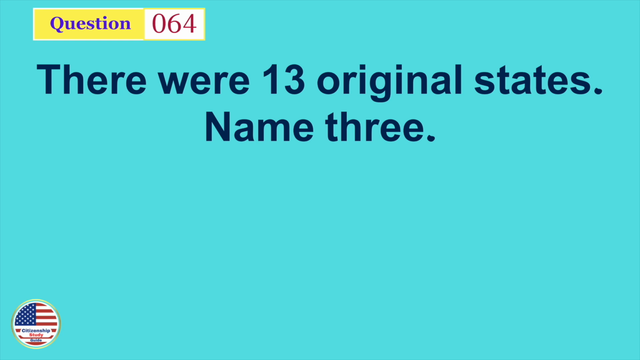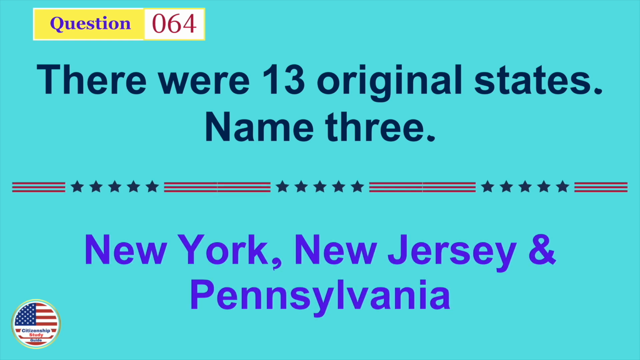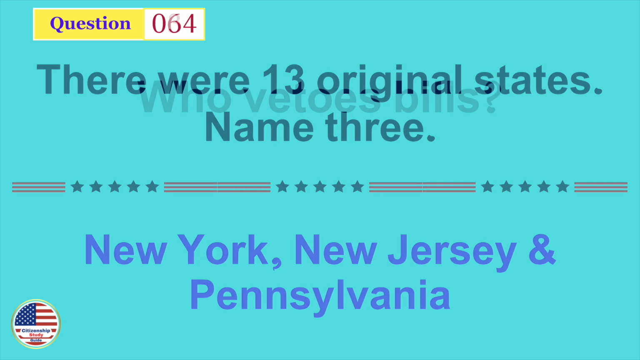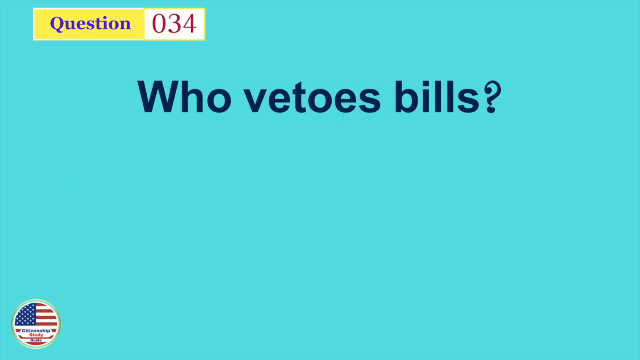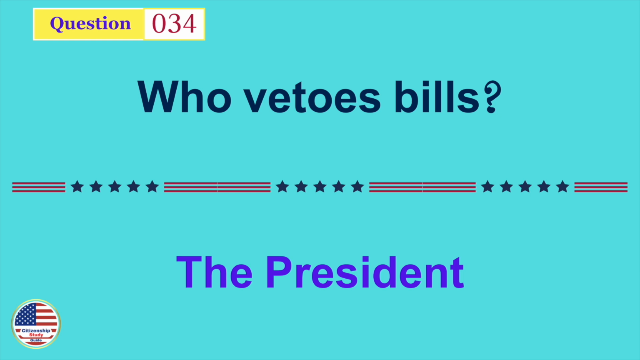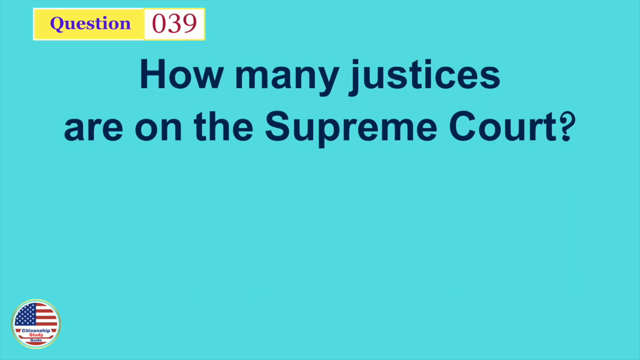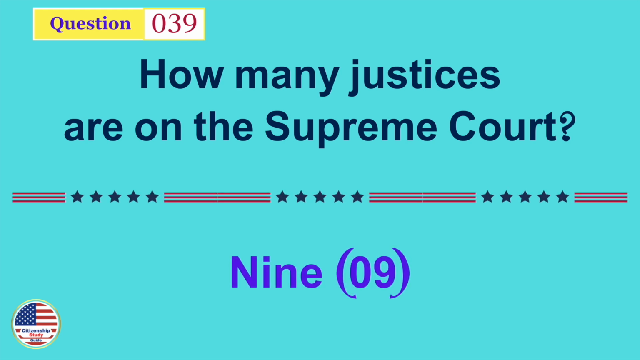There were 13 original states. Name 3. New York, New Jersey, and Pennsylvania. Who vetoes bills? The President. How many justices are on the Supreme Court? 9.